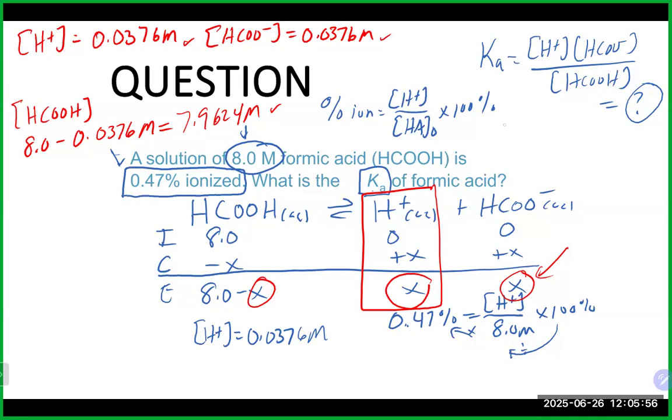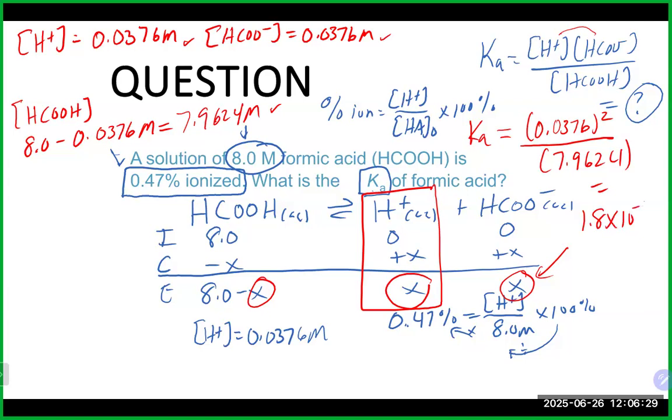So now all that's left is basically just pop it into our expression here. So our Ka would equal basically 0.0376 squared, since there's both of them, divided by 7.9624. And that's going to get us here. It gives us something like 1.8 times 10 to the minus 4 as our Ka value.